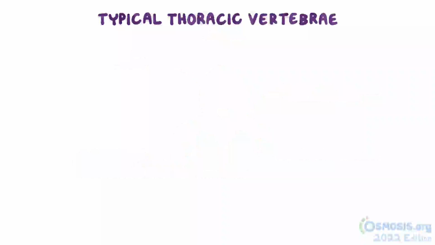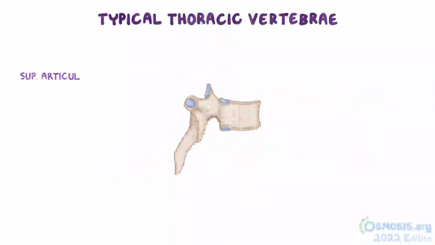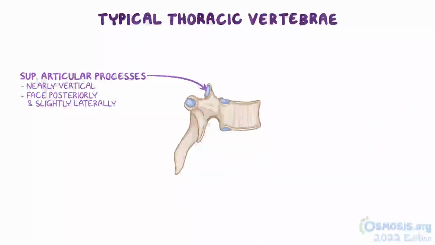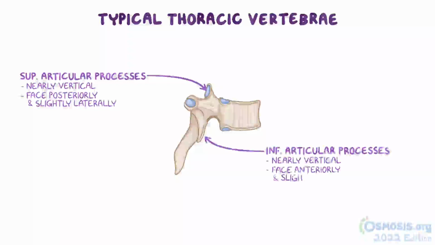Let's look at a typical thoracic vertebra from a lateral view. The facets of the superior articular processes are nearly vertical and face posteriorly and slightly laterally, while the facets of the inferior articular processes are also nearly vertical, but face anteriorly and slightly medially.